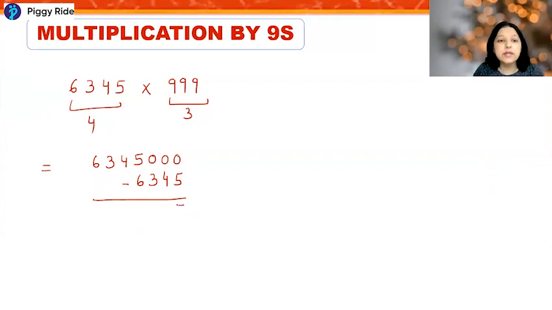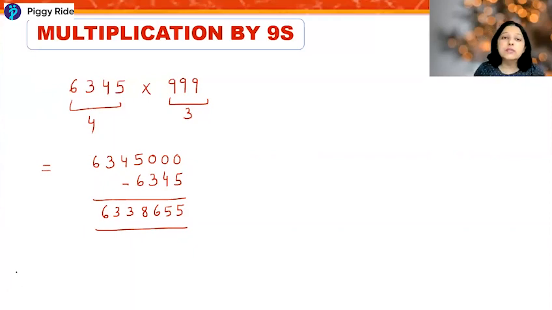So 10 minus 5 is 5. 9 minus 4 is 5. 9 minus 3 is 6. Then 14 minus 6 is 8. Then it is 3 here, then it is 3 here, and it is 6. So 633,655 is our required answer. So in this way, we can multiply any number with any number of nines.